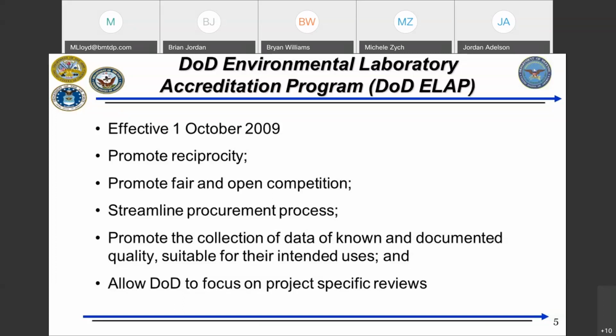And really, the use of these third-party accrediting bodies to do our assessments has been a tremendous benefit, and we really look at this program as a pretty substantial success. It really focuses on the promotion of reciprocity and fair and open competition. It streamlined the procurement process, and promotes the collection of data of known and documented quality suitable for their intended uses. That's really what we're trying to get to. And it really allows us to focus our attention on project-specific reviews, which is really what we should be focused on.